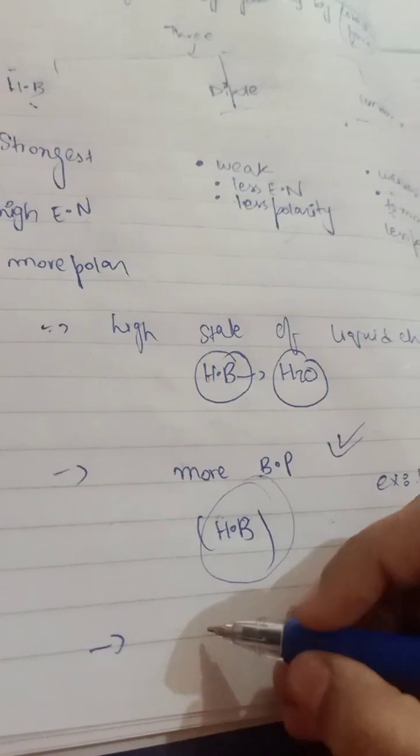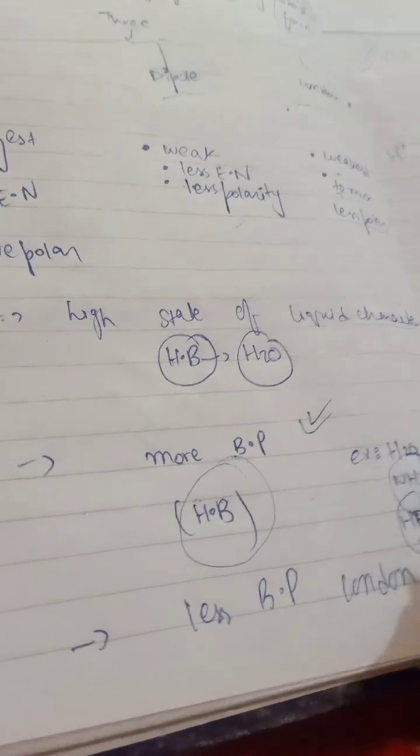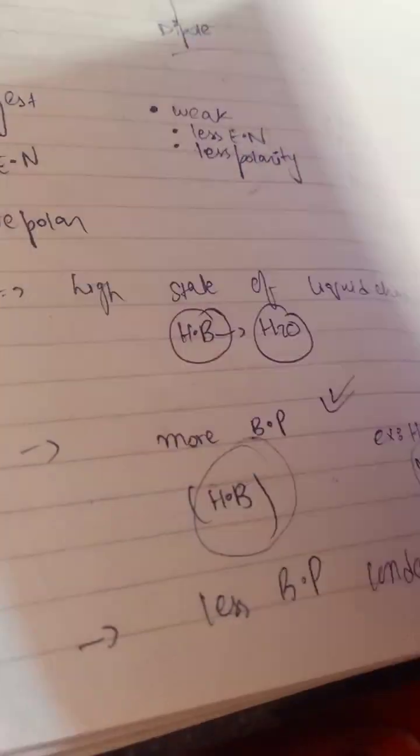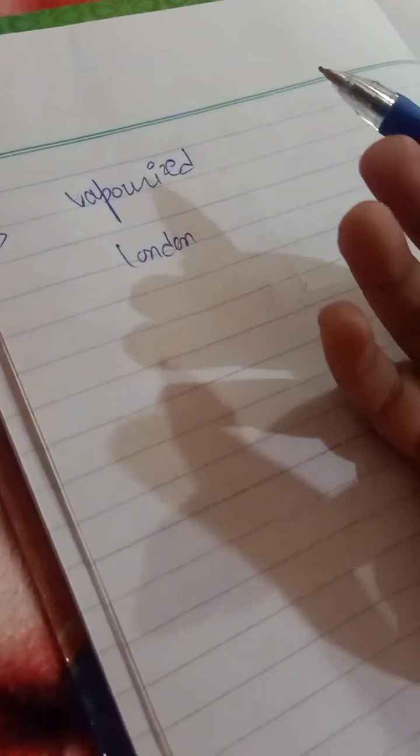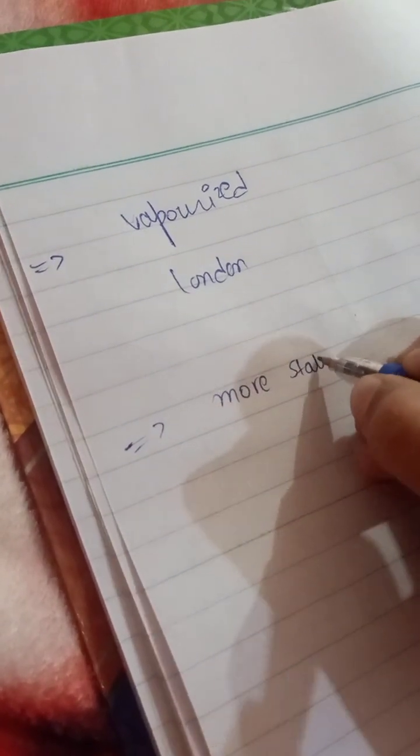Now if someone asks you which force has a lower boiling point, we can say that is London dispersion, because they are non-polar and they have less attraction. If someone asks you which forces can vaporize more, we can say London dispersion force, because as you all know, in London dispersion there is less attraction, so that can easily vaporize. If someone asks you which force is more stable, as you all know, the strongest force is hydrogen bonding, so that is more stable.